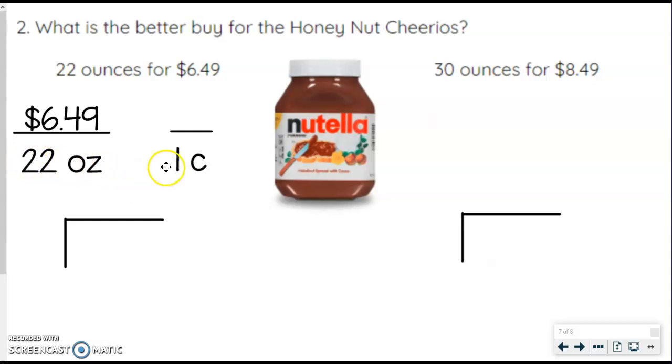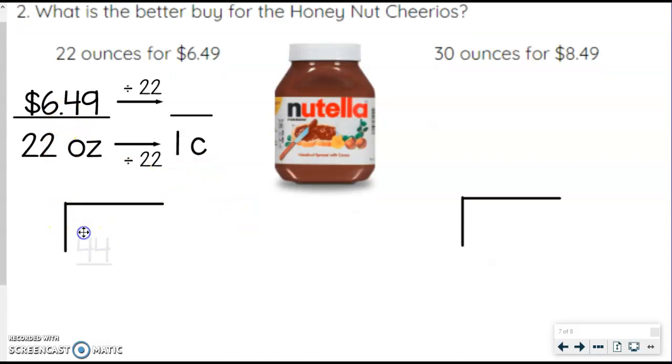All right, so we have 22 ounces of Nutella for $6.49. We are going to set that up first, and we are scaling down to 1 ounce. Again, should be ounces. So 22 down to 1 is divided by 22. Do the same thing to the top, right? We are pros at this by now. We've got $6.49 on the inside, 22 on the outside.